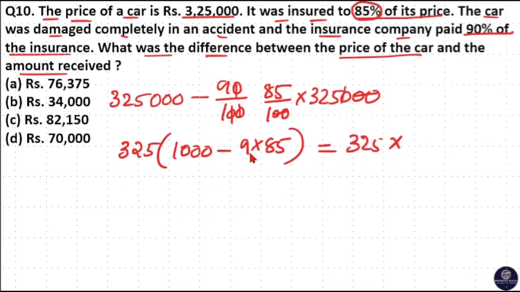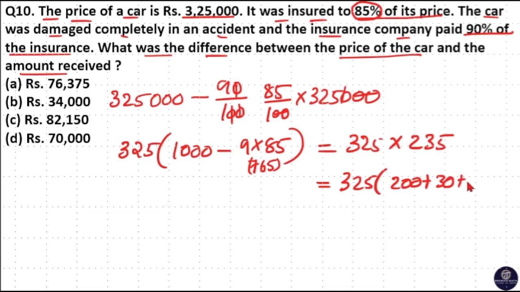325 into, here, 9 into 85 can be written as 10 into 85 minus 85. That is 850 minus 85, which is equal to 765. So 1000 minus 765 is 1000 minus 700, 300, 300 minus 65, 235. So this is the answer. Here it can be written as 325 into 200 plus 30 plus 5.